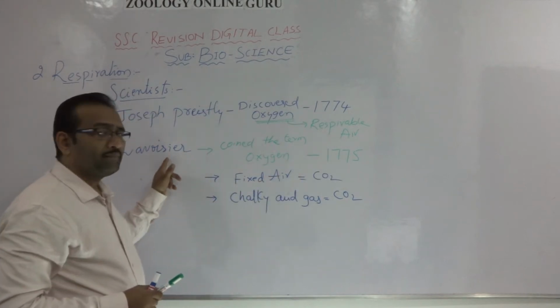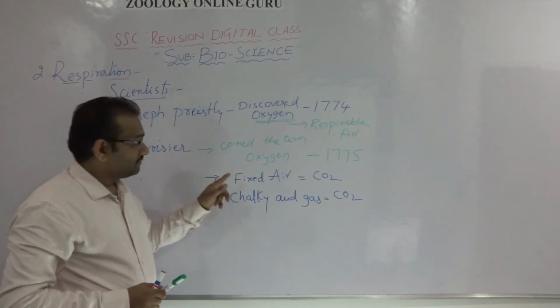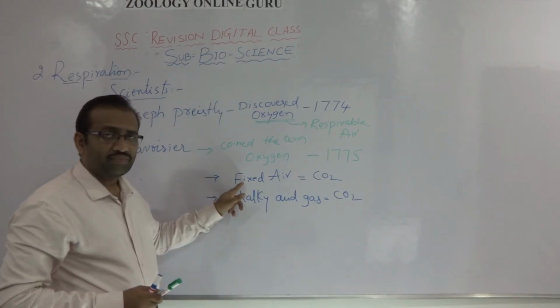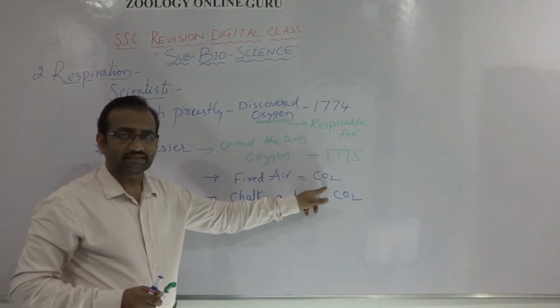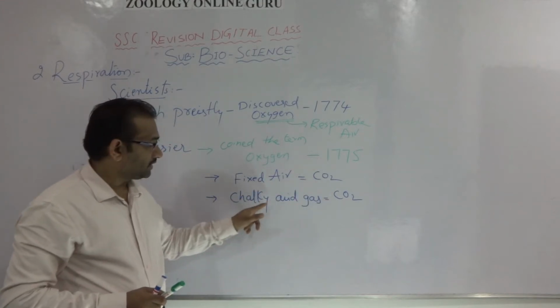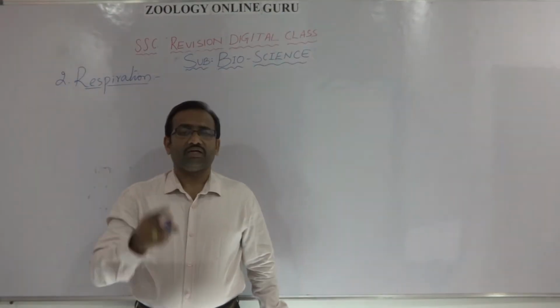In his experiments, Lavoisier discovered fixed air as CO2, carbon dioxide, and chalky acid gas. That is also the concept map.